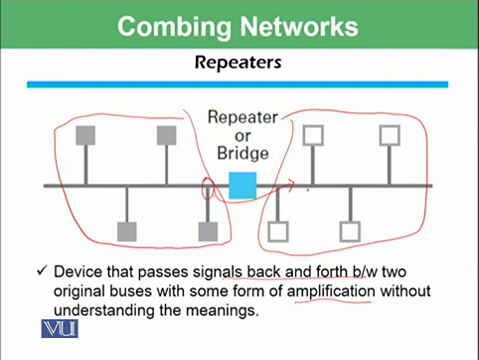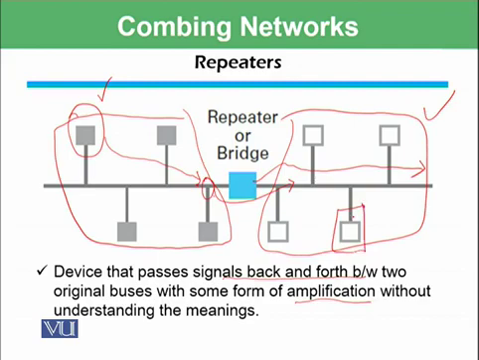This means if a message has been initiated by this computer, that goes until here and the signal drops, then the repeater amplifies the signal and sends this message to all of the computers over here as well, without seeing whether this message was sent for this particular computer or all of the computers in this network.